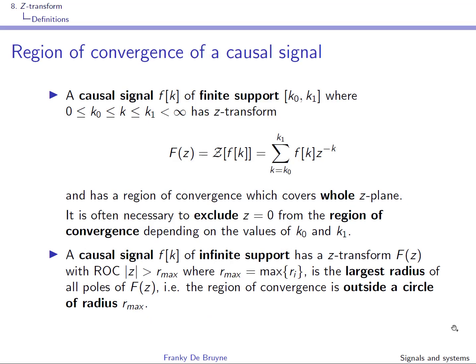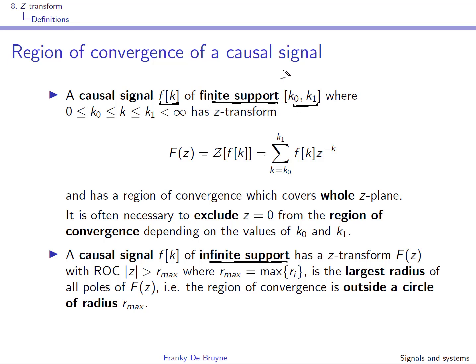What we will do is again focus on causal sequences f of k, and we can consider two cases: causal signals of finite support and causal signals of infinite support. And we'll have a look at the region of convergence of the Z transform of those signals. So let's start with causal signals of finite support, and the support is the interval k0, k1, which means that f of k is 0 outside this interval.